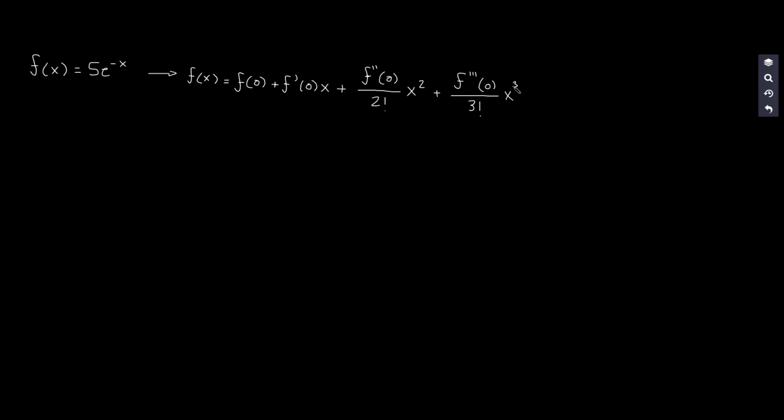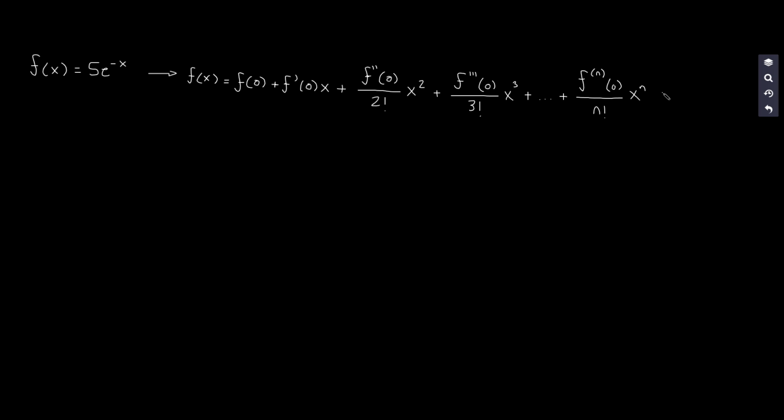And just note the orientation of this is the third derivative. We're multiplying by x raised to the third degree, plus anything all the way up to the nth order derivative of that same function at 0 over n factorial times x raised to the power of n.